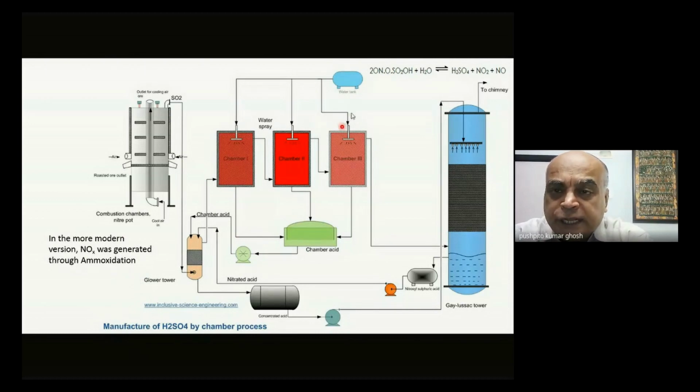A crucial equilibrium which was mentioned last time was this: nitrosyl sulfate reacts with water and forms sulfuric acid plus NO2 plus NO. It's in this process that the NO2 is partly getting reduced to NO, and the SO2 is basically getting oxidized to SO3, and it's forming H2SO4. So you form NO2 plus NO.